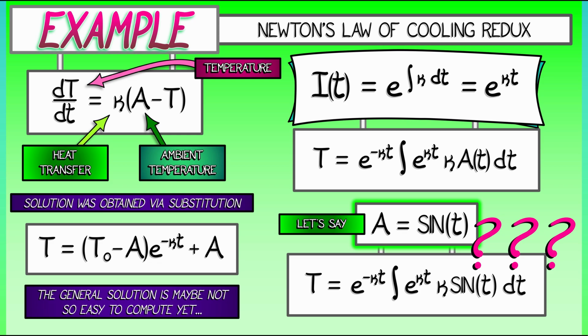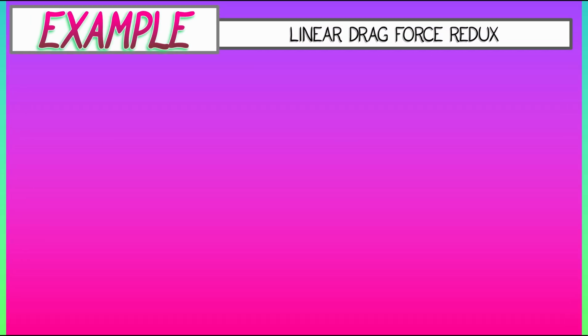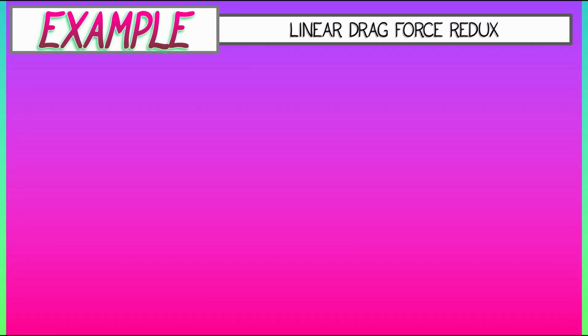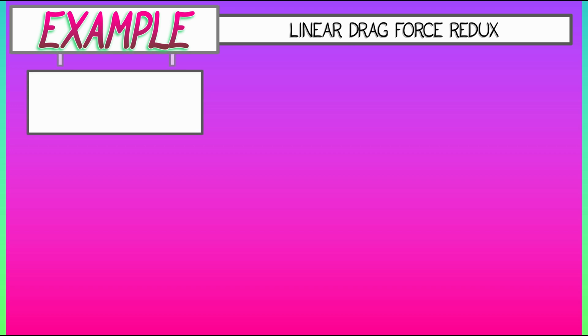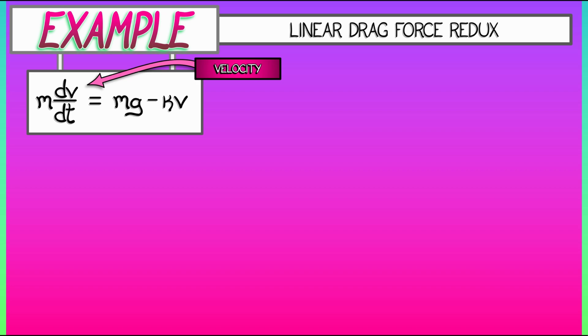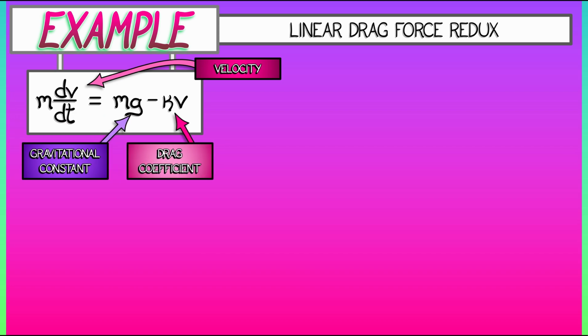So let's move on. And let us once again go back to a different affine differential equation. This time, linear drag, where the equation in question was m times dv/dt, where v is the velocity of a body, equal to mg minus kappa v. Of course, m is the mass, g is the gravitational constant, and kappa is the linear drag coefficient.